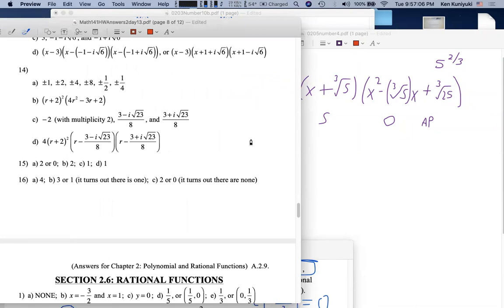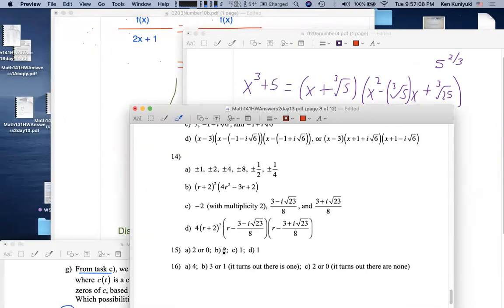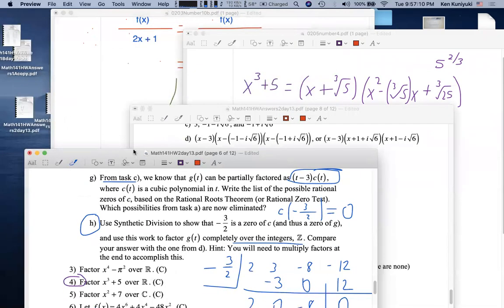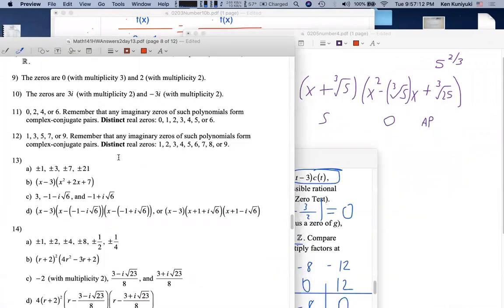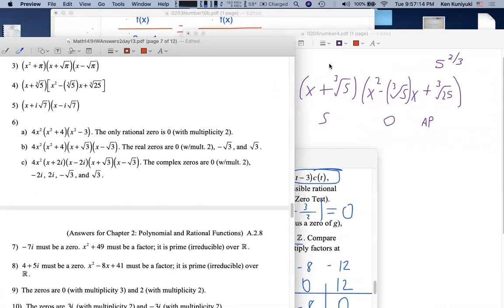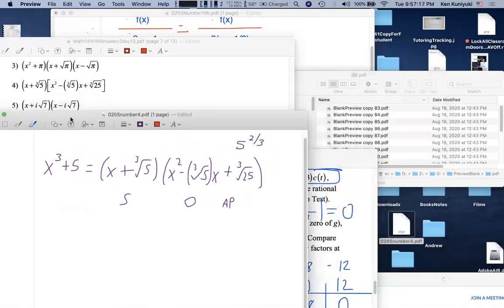Wait. Oh, yeah. I'm looking at the wrong number. This is number 4 on 2.5. Yeah. So x plus the cube root of 5, and then x squared minus the cube root of 5 times x plus the cube root of 25.